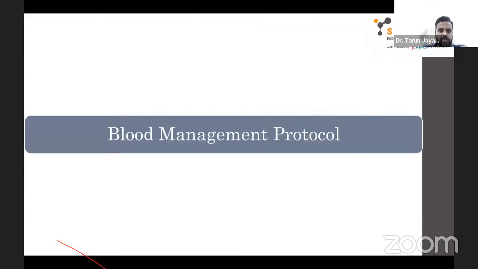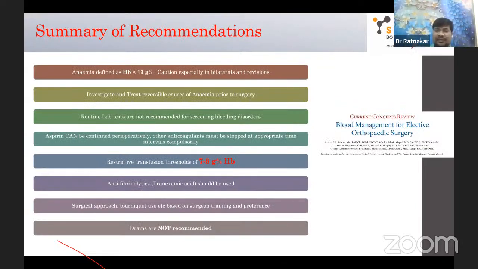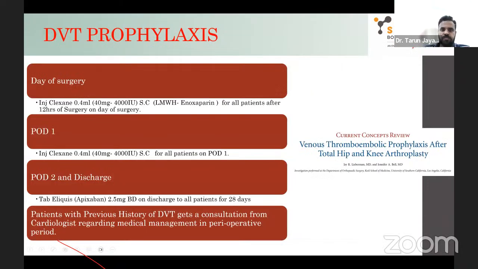Next, the blood management protocol. Tarun. Yes, sir. Just wanted to make one point here. Yeah, just go back. So one point to be learned, or you should keep in mind, when you want to give Clexane and spinal epidural.